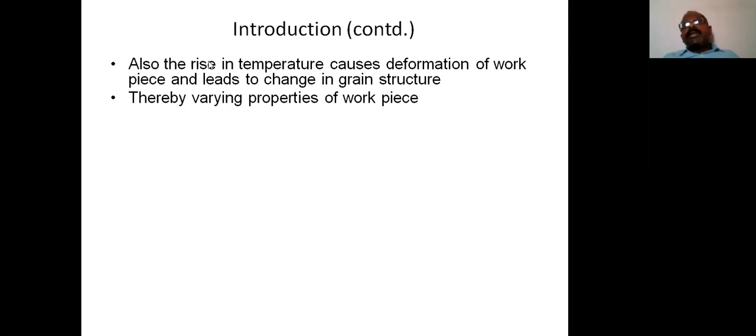How to control the increase in temperature? For that purpose only, we require coolant. By controlling the rise in temperature, we may restrict the change in grain structure, so that when there is no scope for change in grain structure, by default there is no scope for changing the properties of the workpiece.